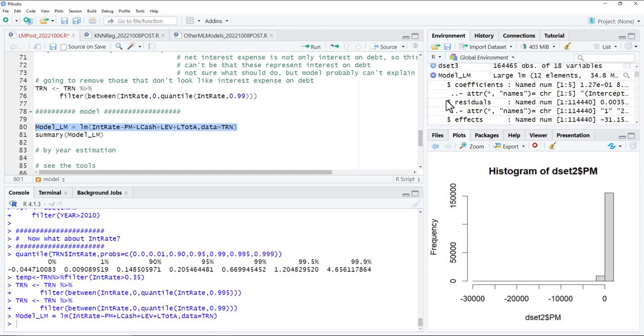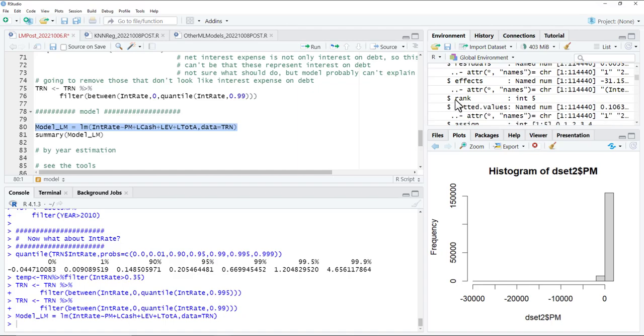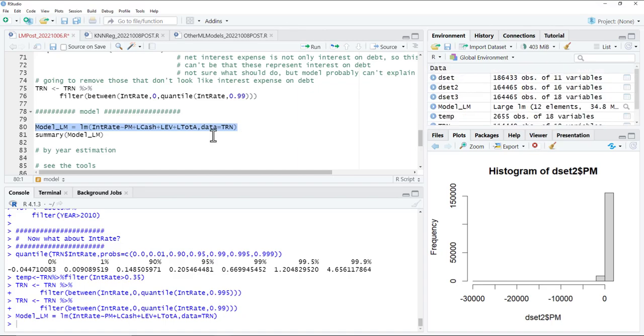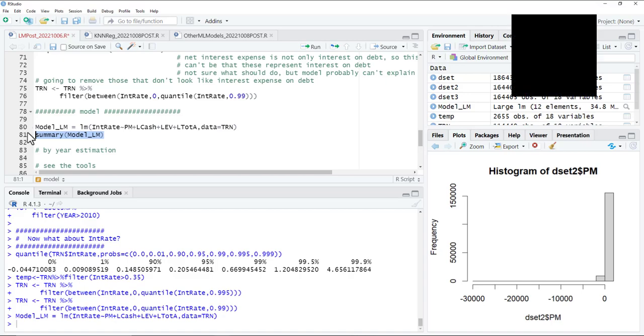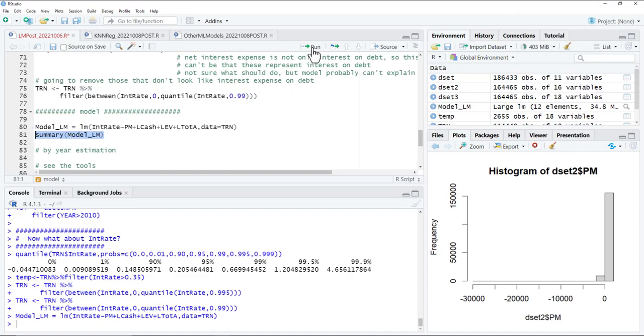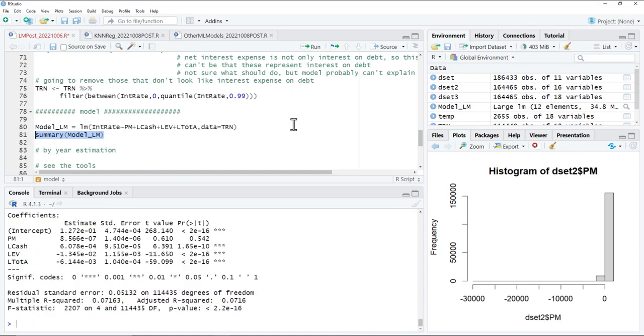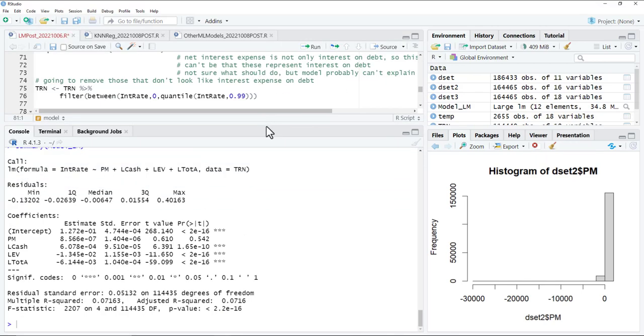It's not super helpful for us to look at, but it gives a lot of output. So we've got the residuals, the coefficients, a bunch of things that we don't usually look at. But if we want to see the summary of that, we can output the summary of the model, and it will give us the main insights to that model. So it tells you what the formula was that it ran.